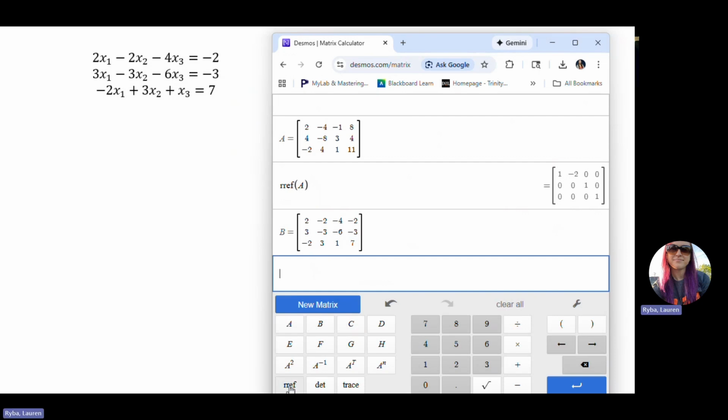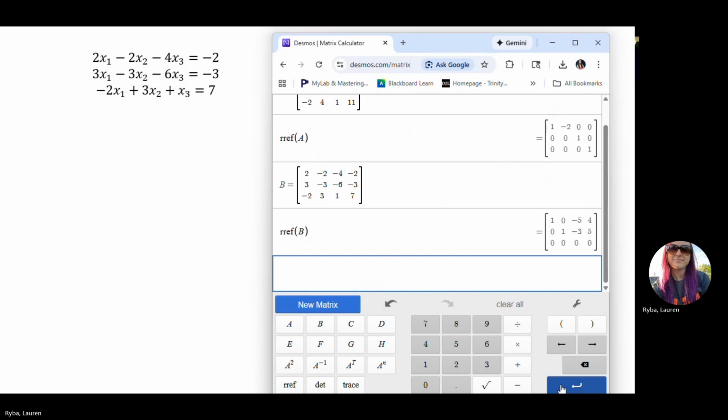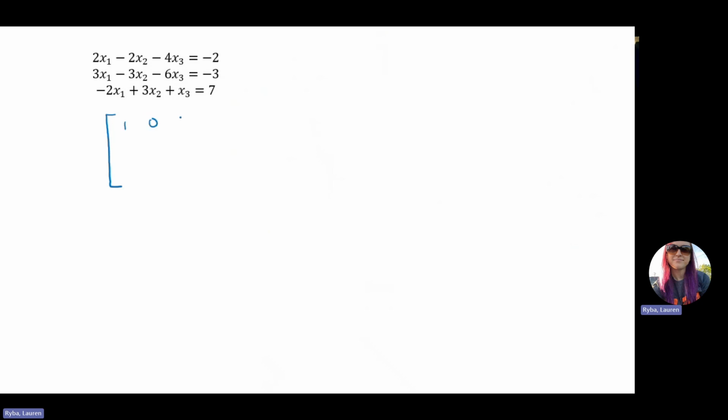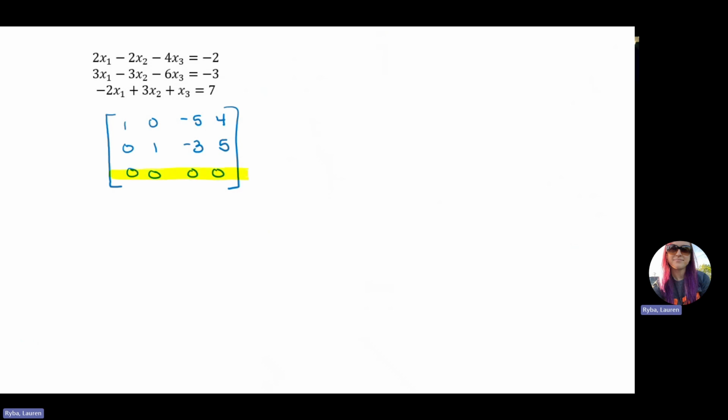All right, once it's in there, I'm going to reduce row echelon form it. I'm going to write down what we got here. So I have 1, 0, -5, 4, 0, 1, -3, 5, 0, 0, 0, 0. Okay. So when I look at this, the bottom row is zeros.